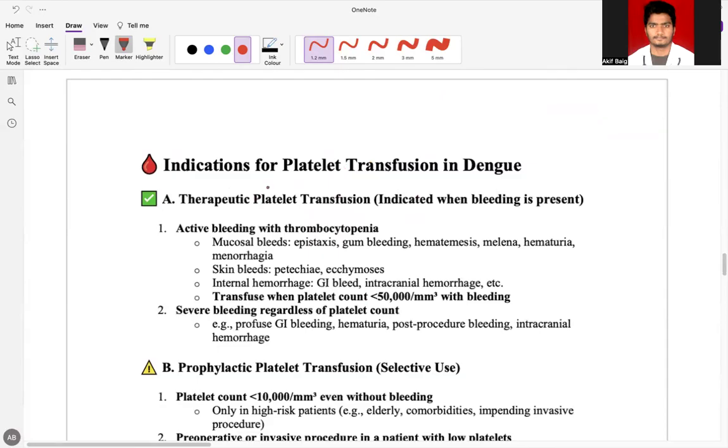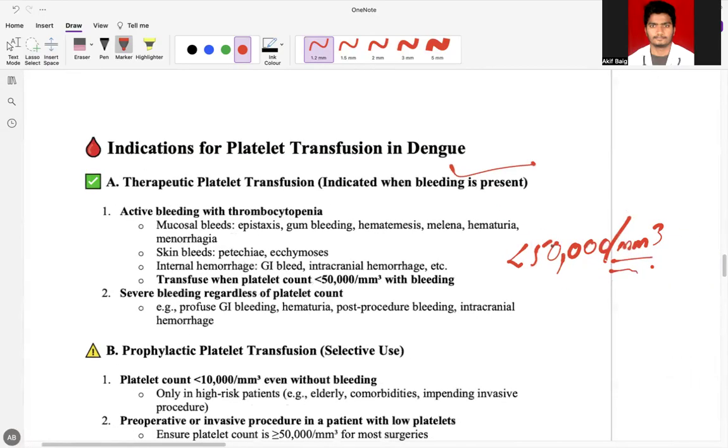So coming to indications for platelet transfusion in dengue. Platelet transfusion in dengue should not be a routine measure. It should be given only if absolutely indicated. The most absolute indication is that a patient has bleeding. So a patient presenting with bleeding manifestations and platelets of less than 50,000 per cubic millimeter, then it is an absolute indication to give platelet transfusion.